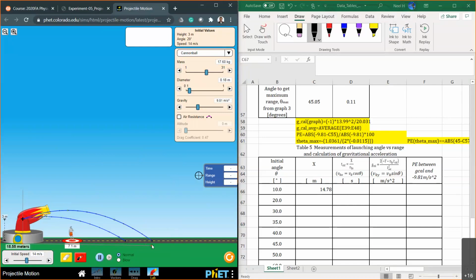Measure it. Bring the sensor and recheck that. 18.55. Oh, that's perfect. 18.55. And then increase the angle to next degree. 30. Yep, 30. Fire it.